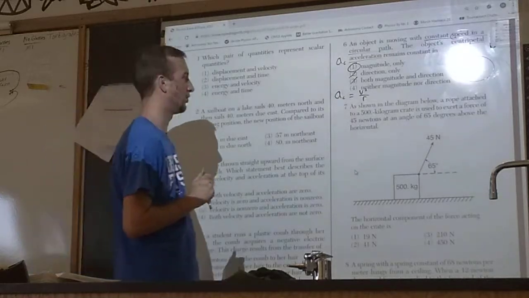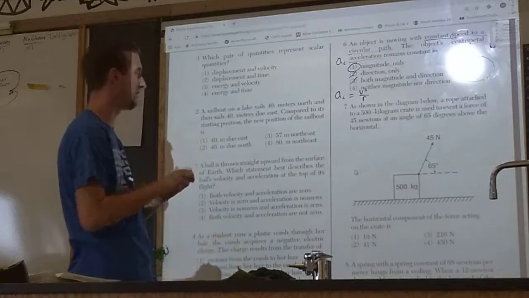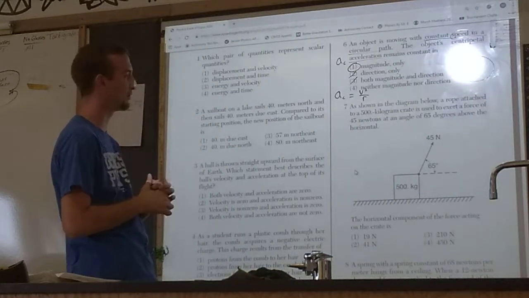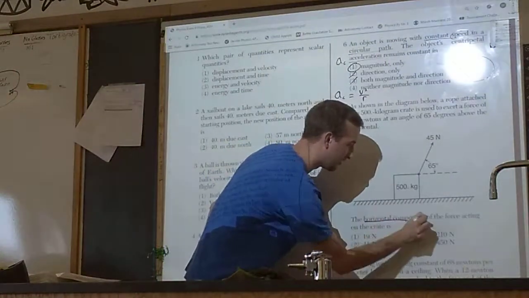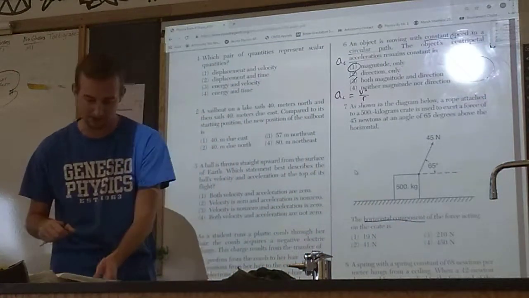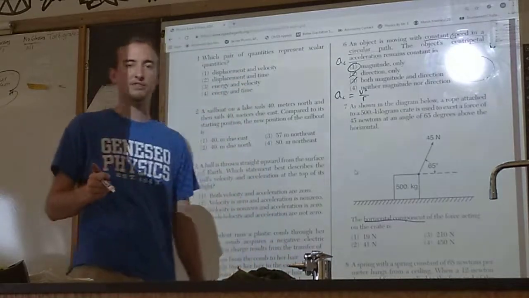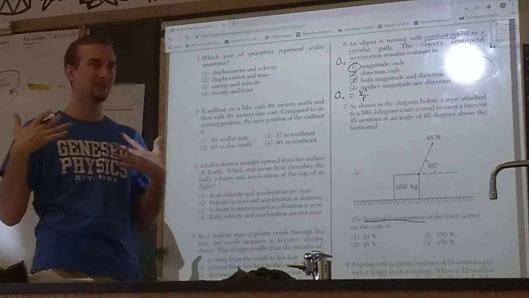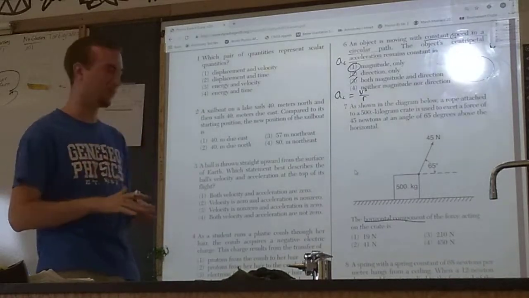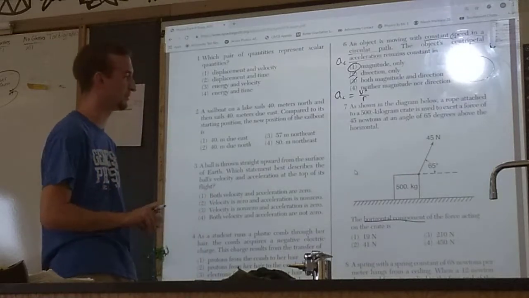Number 7, as shown in the diagram below, a rope attached to a 500 kilogram crate is used to exert a force of 45 newtons at an angle of 65 degrees above the horizontal. The horizontal component of the force acting on the crate is what? There are equations for this in the reference tables. I do not spend a lot of time going over them because most of the time it seems pretty innate by this point. I know some of you do still struggle with vectors and splitting them into components.